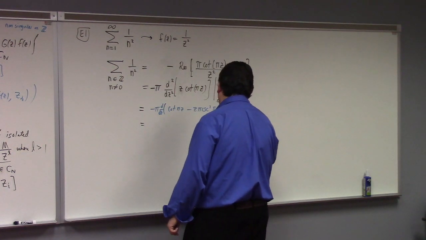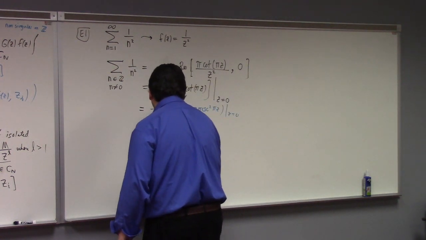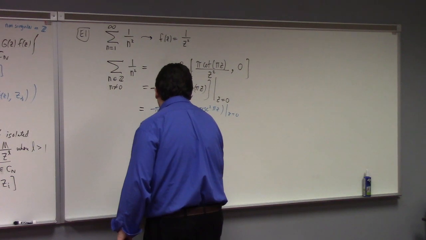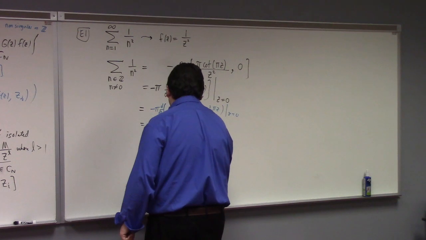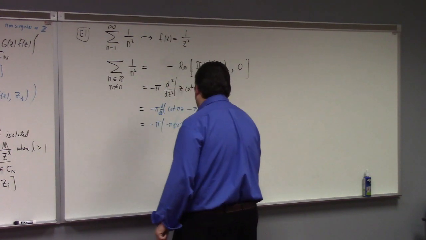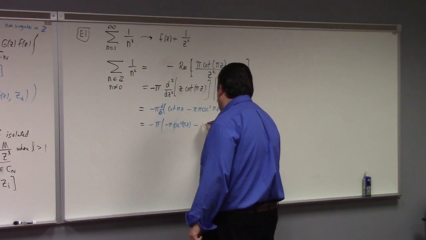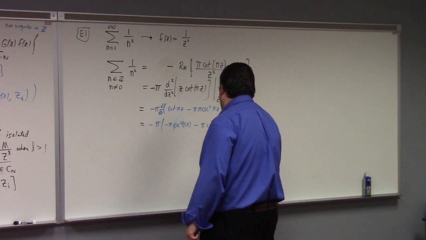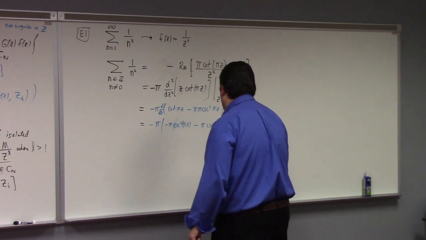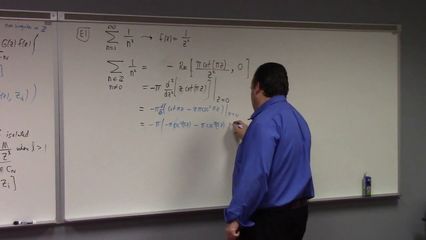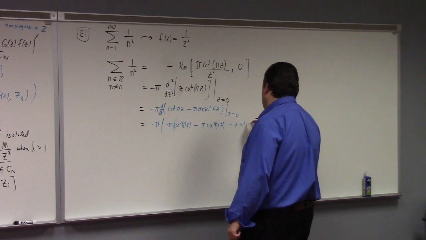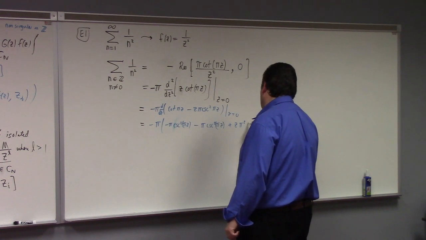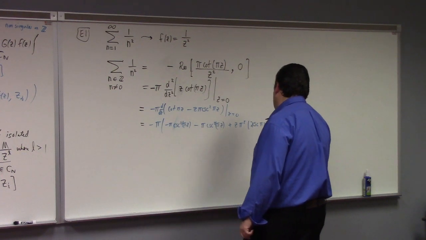Evaluate it at z equals 0, so minus pi, and that gives me a minus pi cosecant squared pi z minus pi cosecant squared pi z. Hey, that's nice. And then plus z pi squared, twice the cosecant pi z.